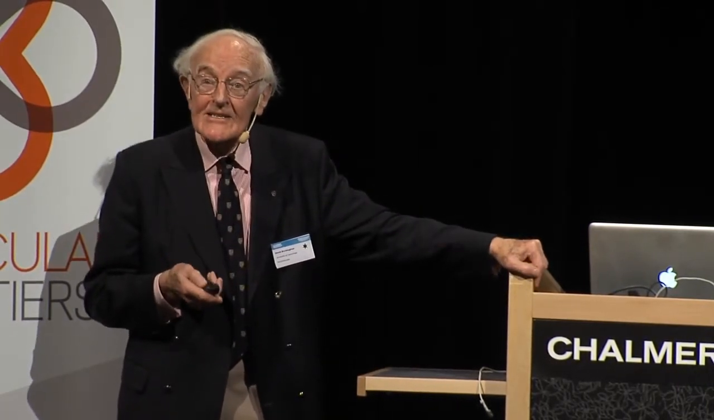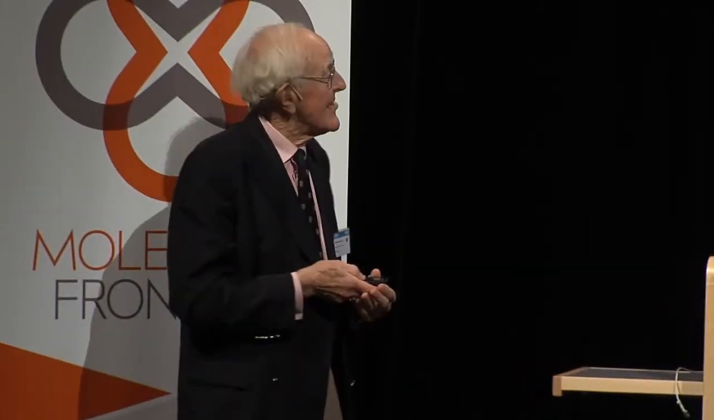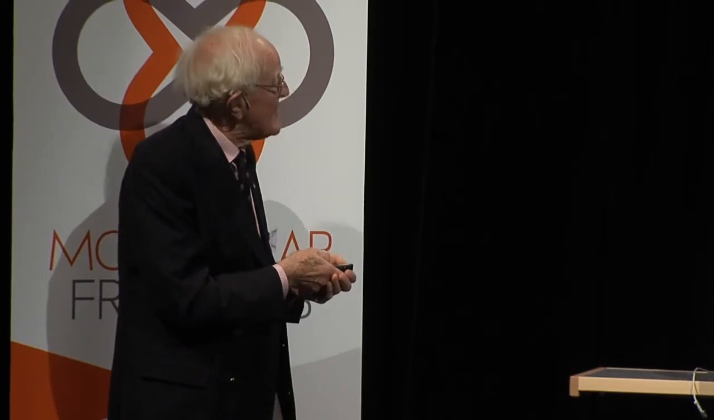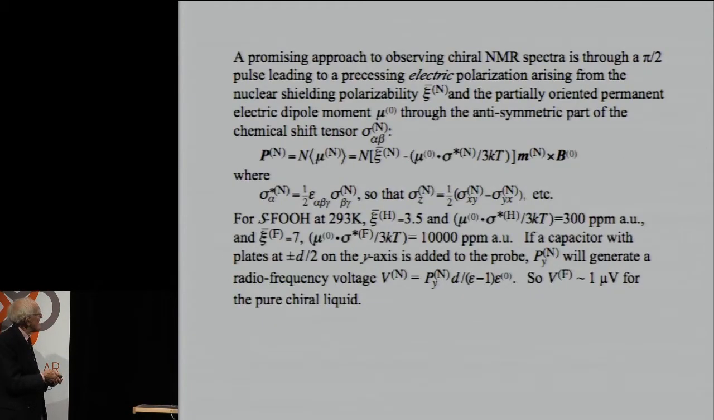antisymmetry of the nuclear magnetic shielding tensor. The fact that sigma xy is different from sigma yx in most cases. And so that means, how big can we expect the effect to be then?